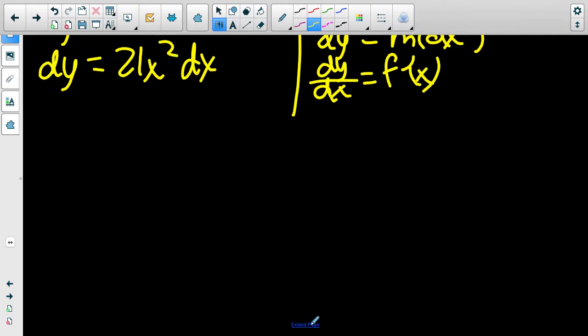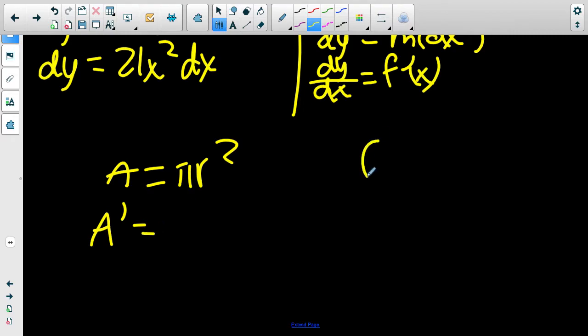All right, if I have the area of a circle, then what does this mean? A prime. F prime, doesn't that mean dy over dx? In this context, you're going to have to learn from here on out to follow your variable. I say that a lot, okay? Follow your variables. I don't have x's and y's in this, I have A's and r's.